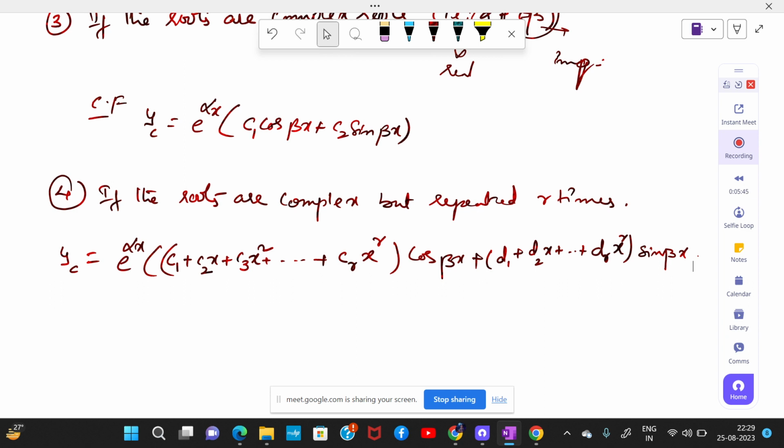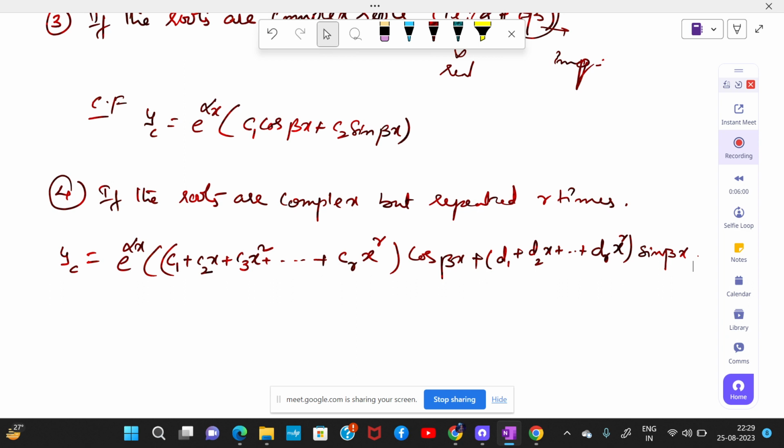So shall I show you the example or shall I move directly to the rules? Because in the rules of both it will get covered. Yes, as we, particular integral. What do you want? Particular integral, directly PI. We'll jump to the particular integral.